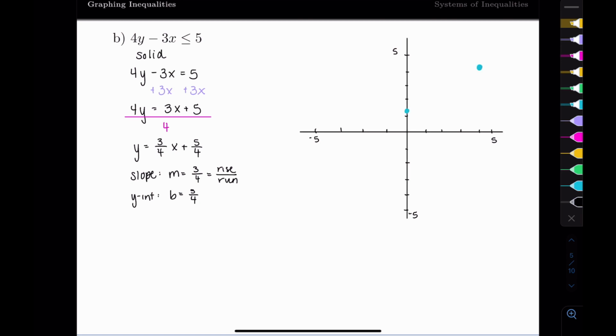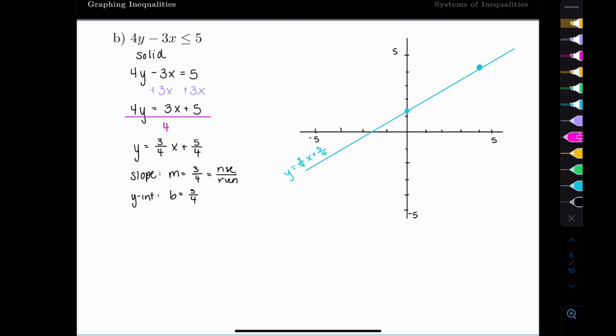Oh, didn't mean to use my eraser tool. That is all I need to go ahead and graph this line. So we connect our two dots, and this is exactly y equals 3/4 x plus 5/4. Okay. So again, I'm either going to shade above or below this.